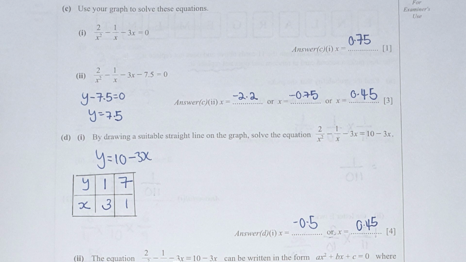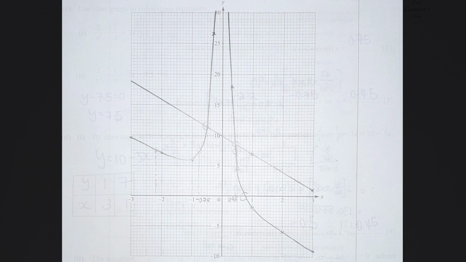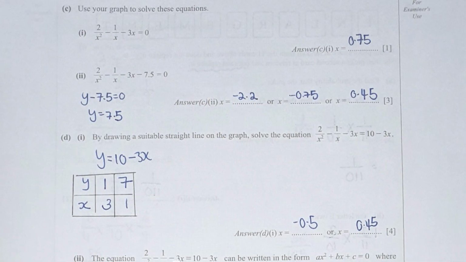Okay, so by drawing a suitable line on the graph and solving the equation, this one will be y equals to 10 minus 3x. Okay, I set up 2 random points. One is when x equals 3, my y will be 1. When my x equals 1, my y will be 7. So by drawing down the line, I identified the intersection points, which are negative 0.5 and 0.45. So same rules apply here. If your answer is slightly different from mine, it is totally fine, as long as it is within the range.